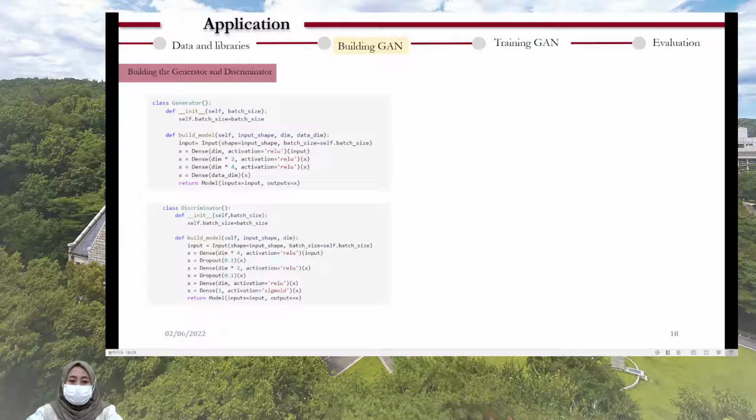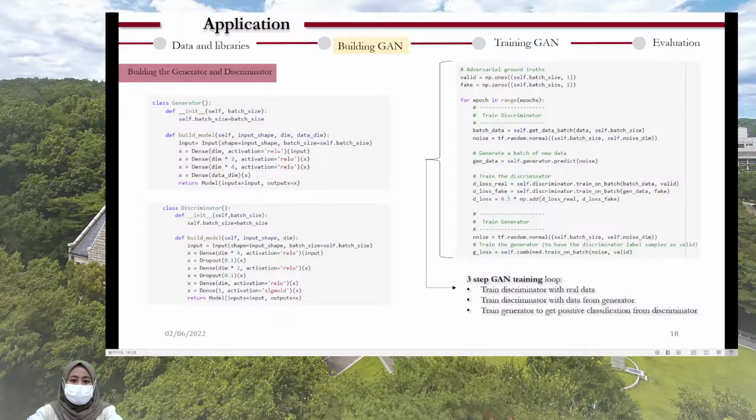In the process of building the GAN, here we load the model from the TensorFlow Keras library that has been imported at the start of the coding process. The generator and discriminator framework is built using Sequential, as shown there, with the proposed architecture. And then the train function was built by following the 3 training principles of GAN, as already mentioned before in the methodology section.